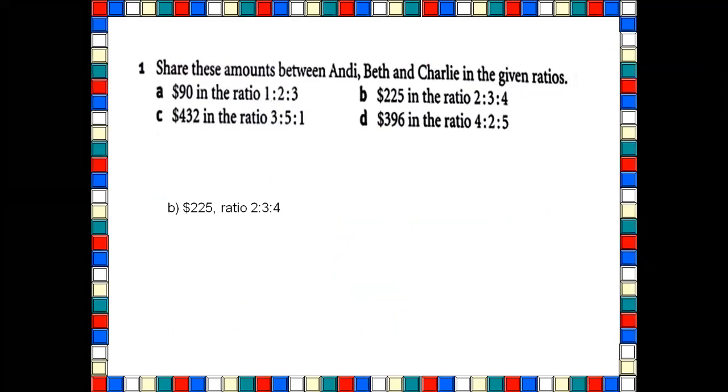First of all, we add 2, 3, and 4, which equals 9. Excellent. So first of all, we add the parts of the ratio, 2 and 3 and 4, which is 9. And then we divide 225 by 9. What are we going to share? We're going to share money, $225. We need to share it between the 9, so we divide it by 9.